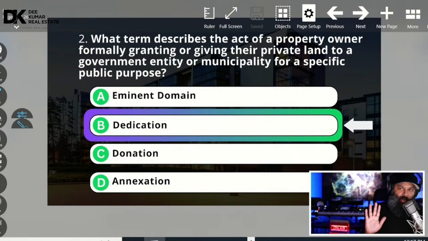If you were not aware of what a dedication is, then eminent domain would have been a very popular wrong answer. Now, annexation is not that. And donation, many people might say, well, I don't know. Donation is going to be the lowest probable answer. Annexation, dedication, and eminent domain are the top three. Eminent domain was the red herring, and the answer to this is dedication.